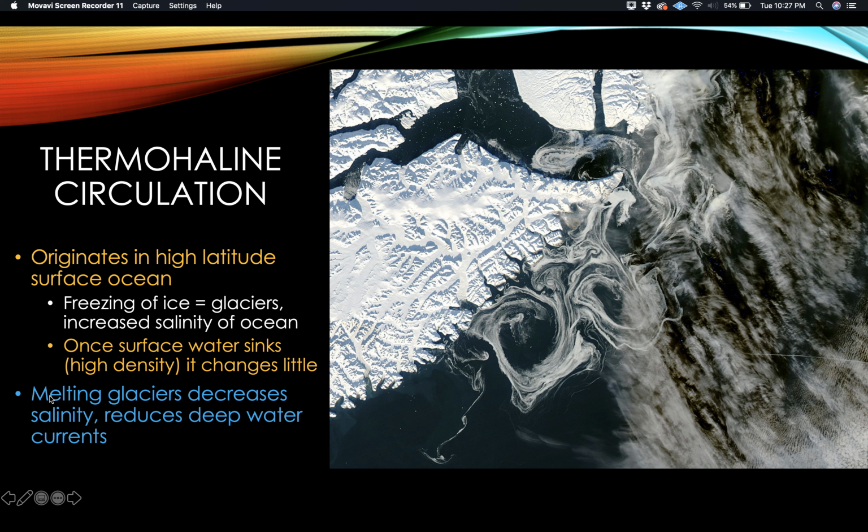So once that surface water sinks, it changes a little. However, on the other hand, if you have a melting of the glaciers, right, this is going to suddenly introduce all that fresh water into the salty ocean water. So because of that, you're going to reduce the salinity, right, or decrease your salinity. And so you're going to reduce your deep water currents. So one of the main issues with climate change is that we have unprecedented melting of our glacial ice caps. And how that melting is going to affect our ocean currents, we can think of similar to El Nino, right? If we change one small thing and we change one current somewhere in the world, it's going to affect the currents and therefore the climatic patterns all over the world.